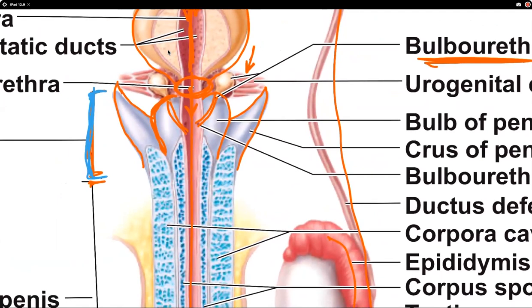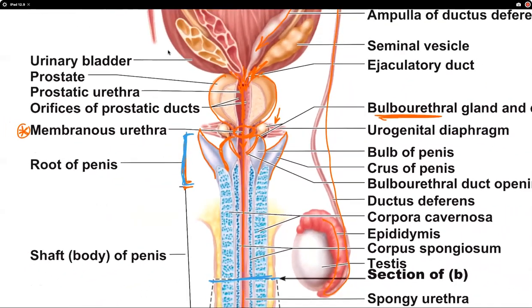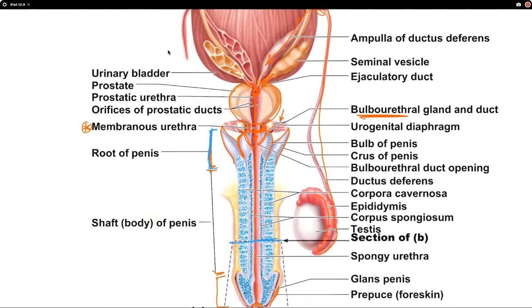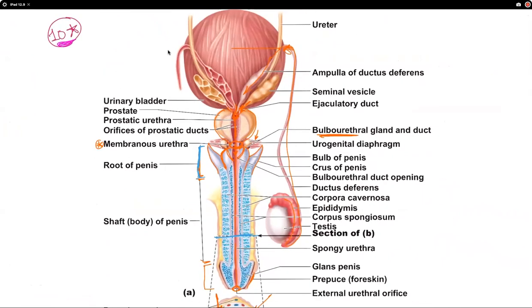Again, the bulbourethral gland secretion is not part of the ejaculated semen. It precedes the ejaculation. It neutralizes the urine acidity in the urethra to create a suitable environment for the sperms to survive.